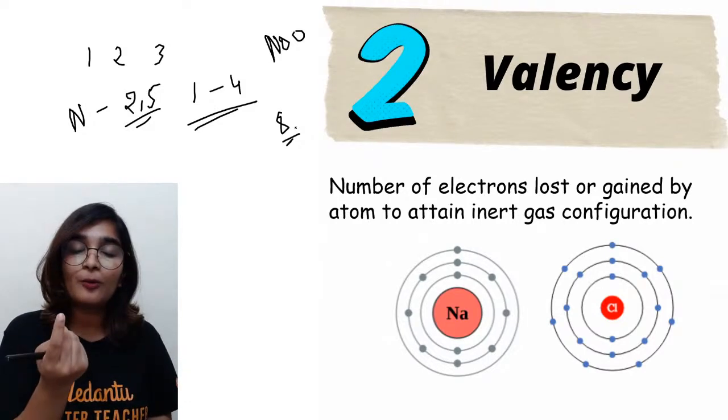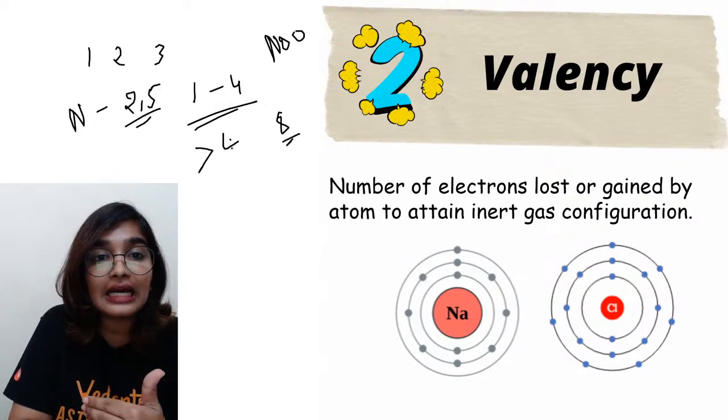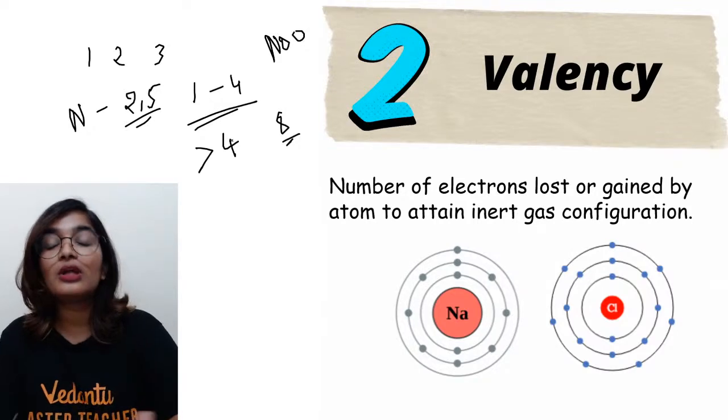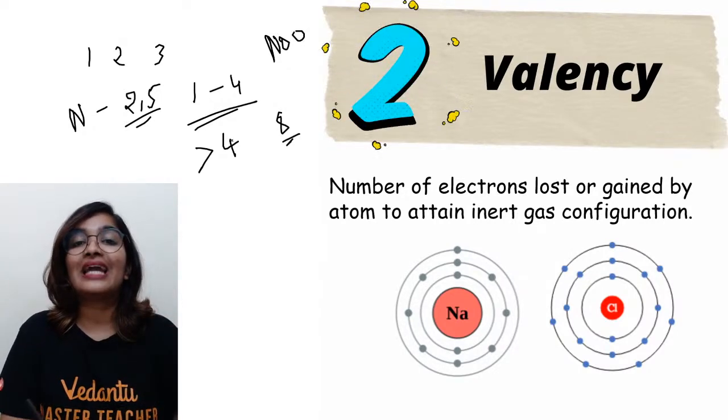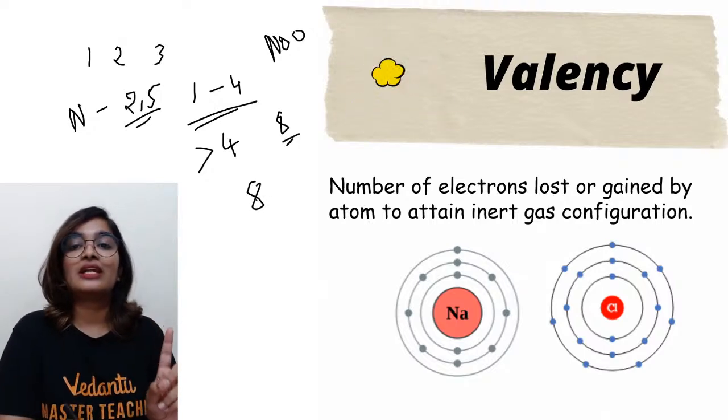But how will we know? If the number of valence electrons is greater than 4, then what you have to do in order to calculate or determine the valency is subtract the number of valence electrons from 8.